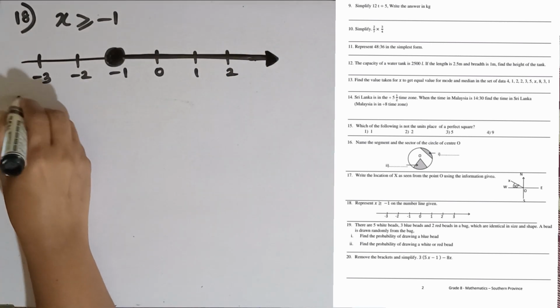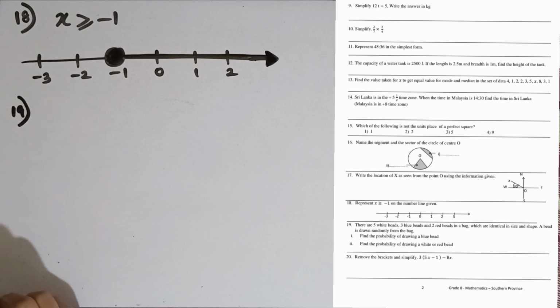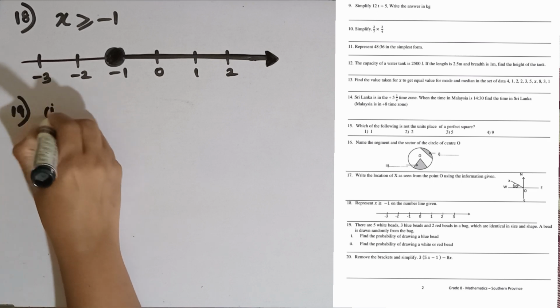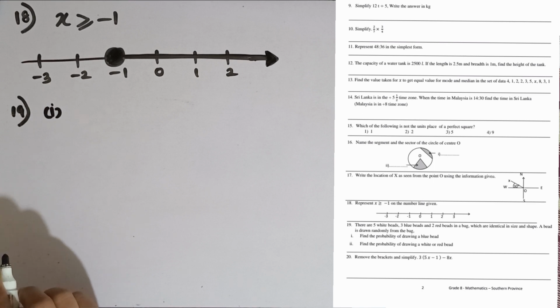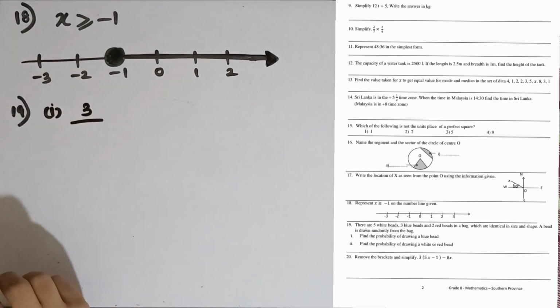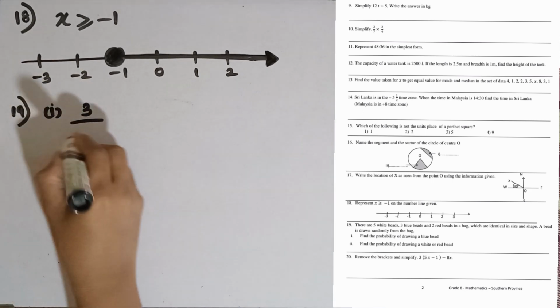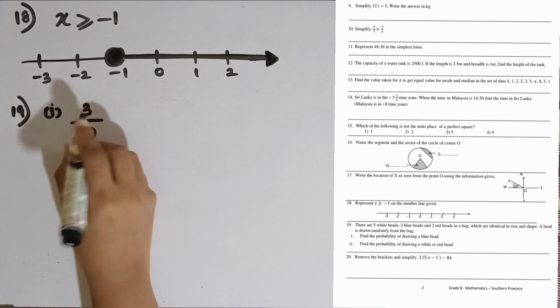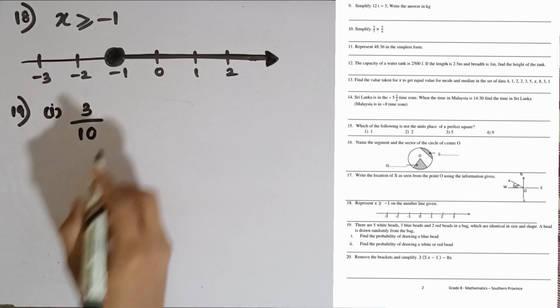Question number 19. There are 5 white beads, 3 blue beads and 2 red beads in a bag, which are identical in size and shape. A bead is drawn randomly from the bag. First part, find the probability of drawing a blue bead. There are 3 blue beads. Out of, what is the total amount? 5 plus 3 plus 2, 10. So this is the probability of drawing a blue bead.